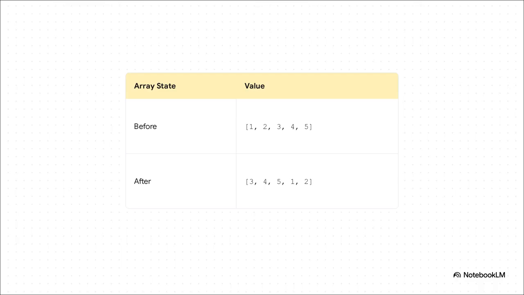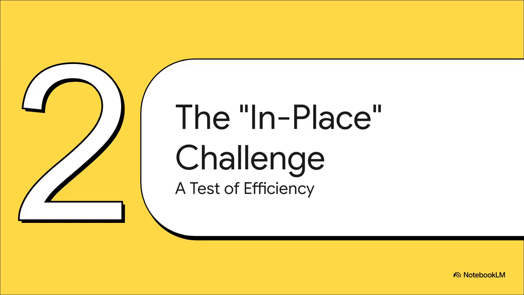Let's make this super concrete. If we start with the numbers 1 through 5 and we say rotate them by 2 spots, what happens is the 1 and 2 move from the front all the way to the back. Our final destination, our goal, is an array that starts with 3. So, moving numbers around, that's one thing.